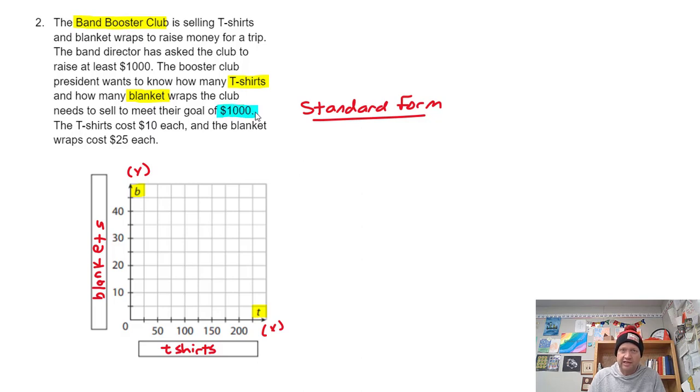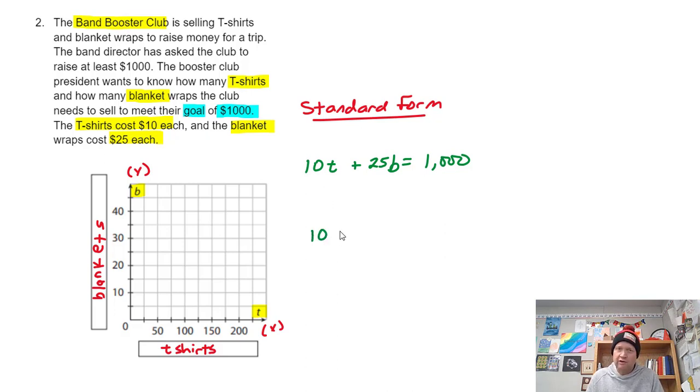The first thing I noticed is they've got a goal of $1,000. So whatever I sell has to add up to $1,000. Now, t-shirts, I can see those, they cost 10 each. And then I see the blankets cost 25 each. And that equation is going to look like this. If I sell nothing but t-shirts, they're $10 a piece. And if I sell nothing but blankets, those things are $25 each. And together I've got to come up with $1,000.